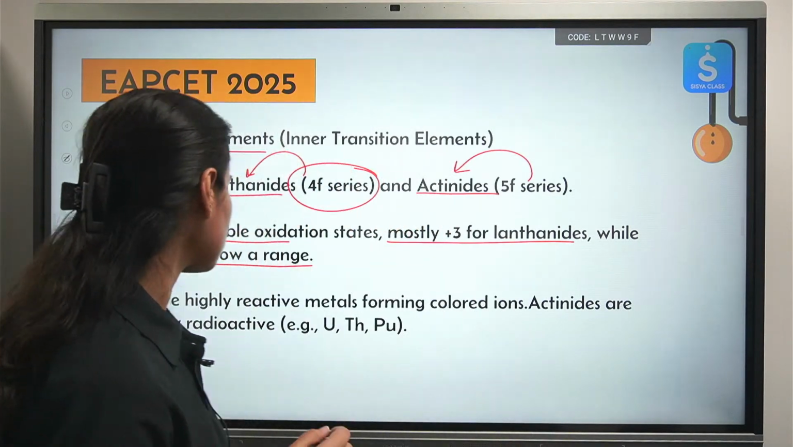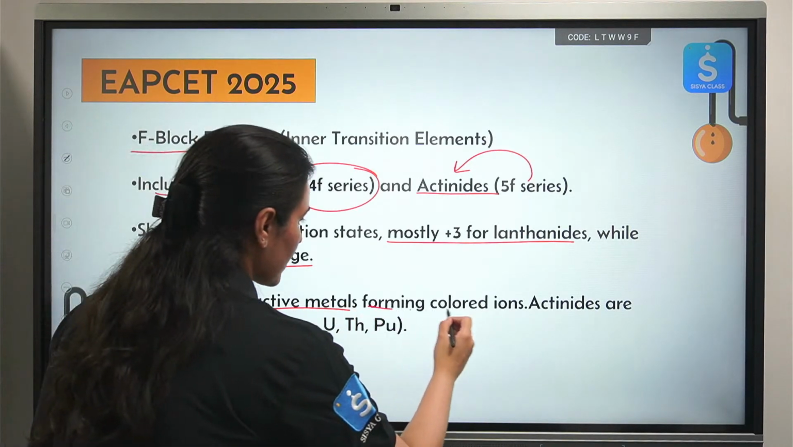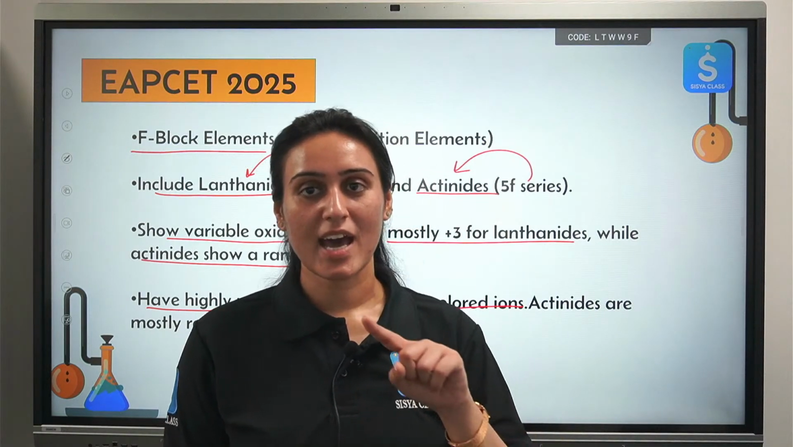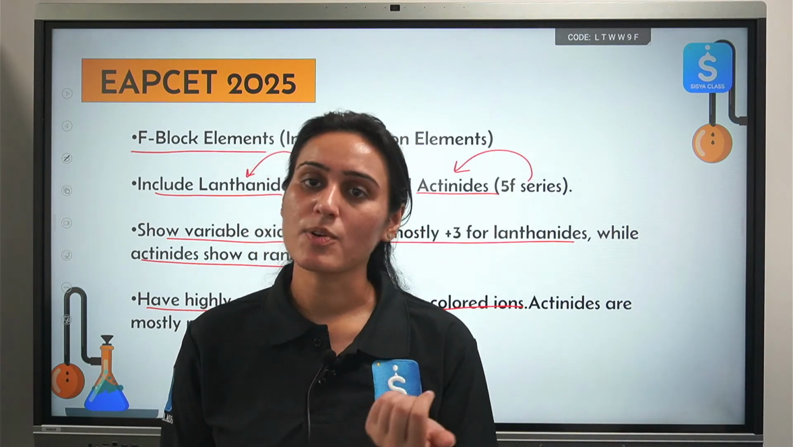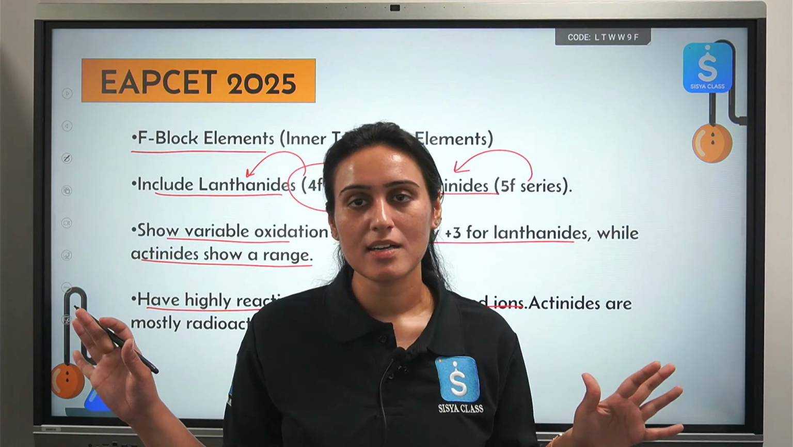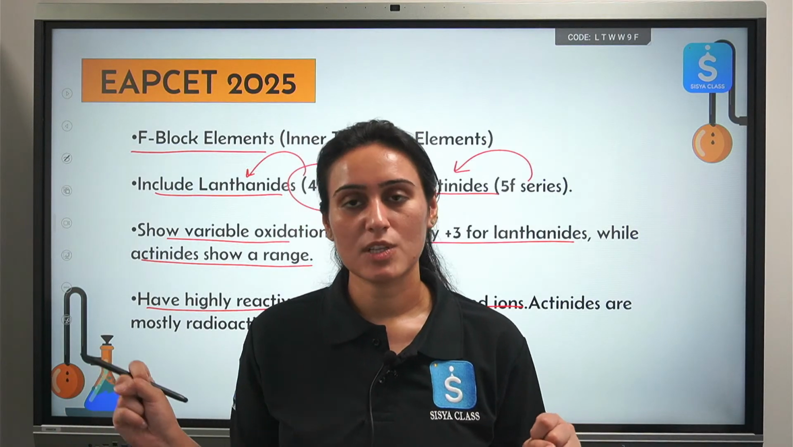Now they have highly reactive metals. They form colored ions. So we have seen your D block elements also show color if they have unpaired electrons in them. Same thing. F block elements can also show color provided they have unpaired electrons. If all the electrons are paired, your compound, your element will become diamagnetic, then it will not show color.